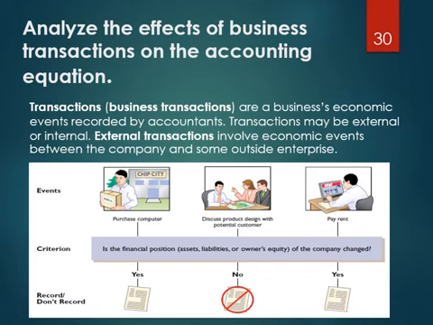Some of these activities may lead to business transactions. Employees will earn wages, and suppliers will deliver ordered merchandise. The company must analyze each event to find out if it affects the components of the accounting equation. If it does, the company will record the transaction.